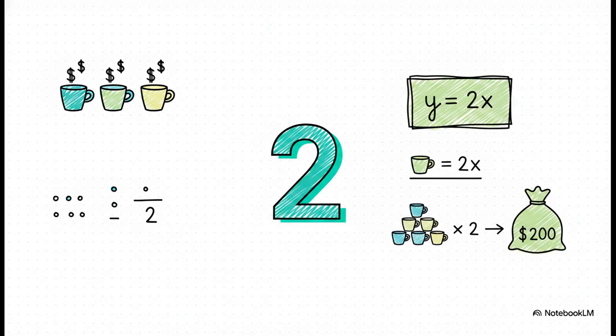The really cool thing about having this equation is that if you want to know how much money you'd make selling, say, 100 cups, you just plug 100 into the x, multiply it by 2, and you instantly know you've made 200 bucks. Simple as that.